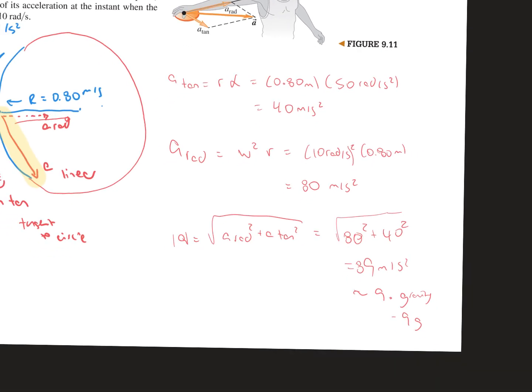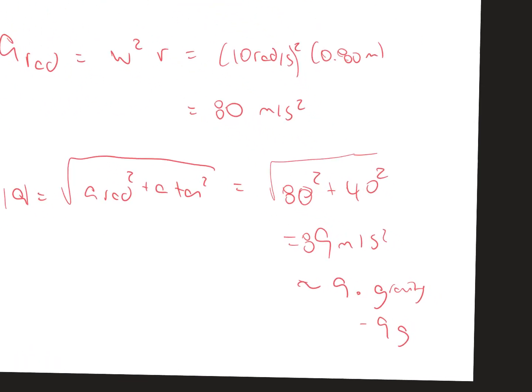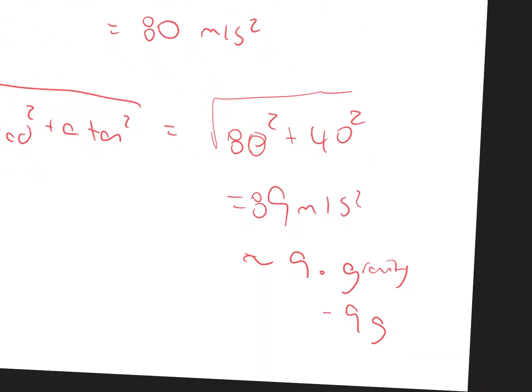Now to find the magnitude, we have to take the square root of the sum of the squares of both the radial and the tangential acceleration. In this case, it's going to be the square root of 80 squared plus 40 squared, and that should give us 89 meters per second squared.